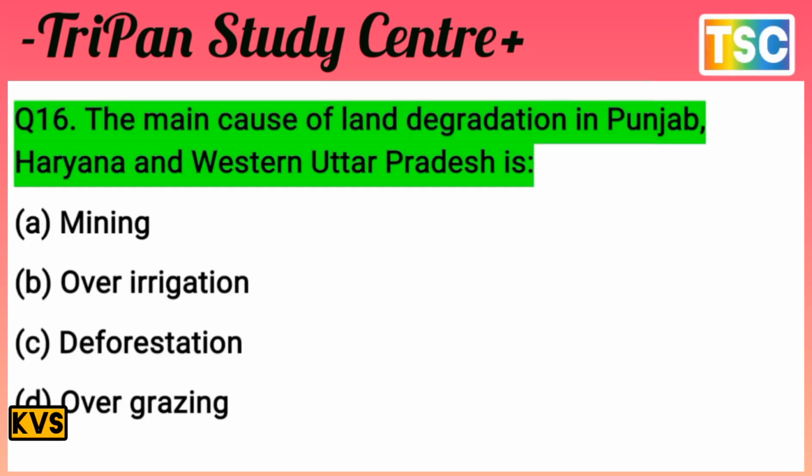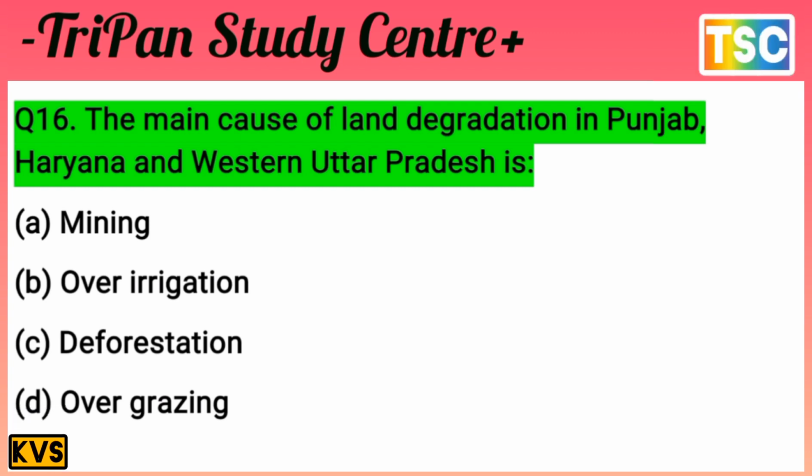The question on your screen: the main causes of land degradation in Punjab, Haryana and West Uttar Pradesh. That is the most important question the examiner is asking. The options are mining, over irrigation, deforestation, and overgrazing. Take a few seconds to test your knowledge first.